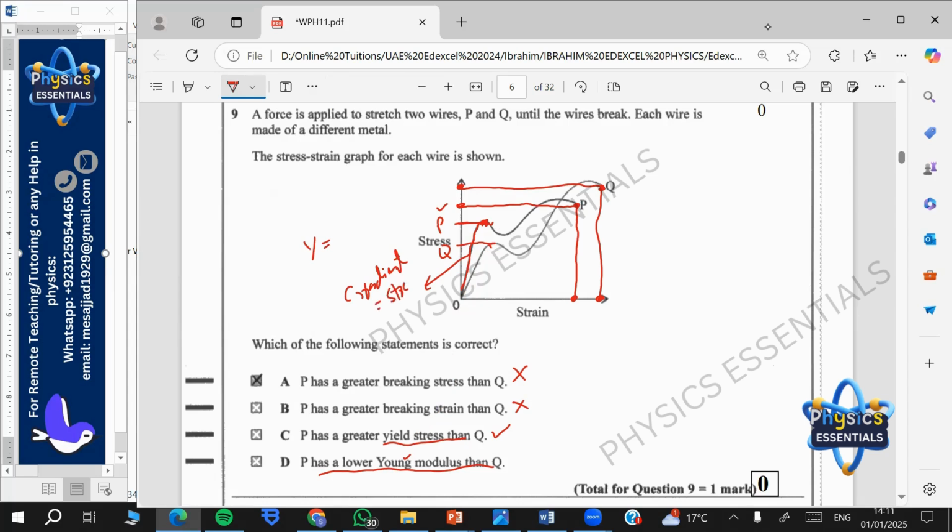Rise is your stress and run is your strain. So stress over strain actually equals Young modulus. So gradient, in another way around, is giving you the Young modulus. P's graph is steeper, therefore its Young modulus is greater than Q. So this option is not correct as well. So the only option for this question was C.